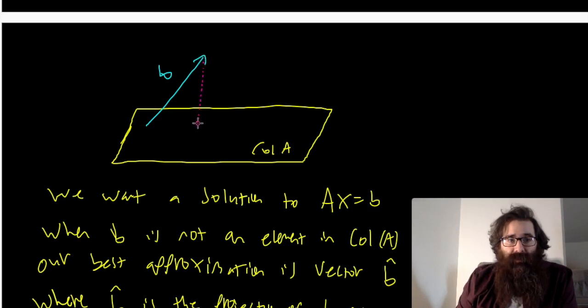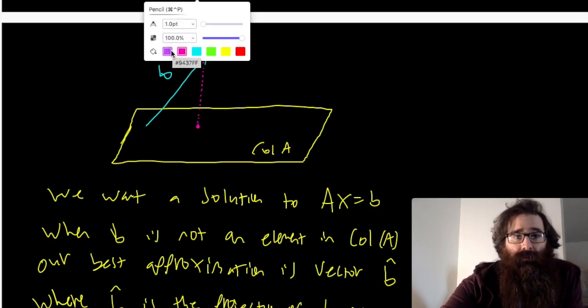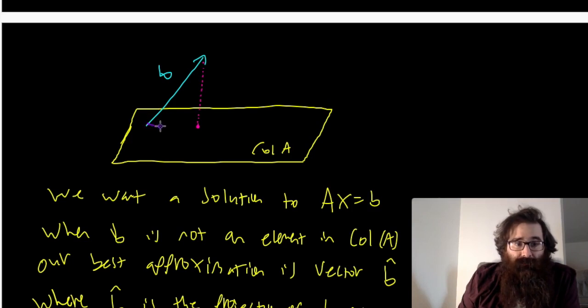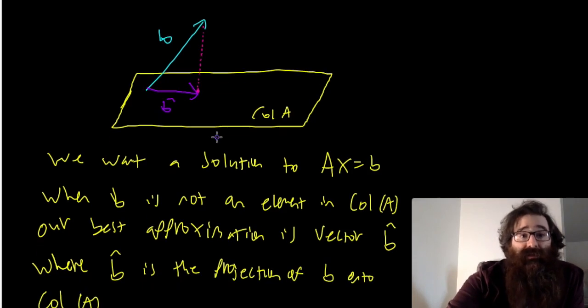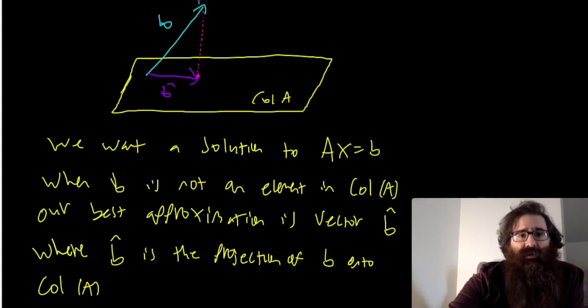So I drop this line down here, and then I can build this vector B hat. This would be our projection, vector B hat. And this is in the column space of A, right? I projected vector B into the column space of A, so I should be able to get to this projection vector, and that's the best that I can do, the closest that I can get.